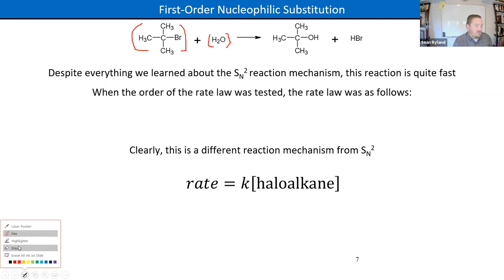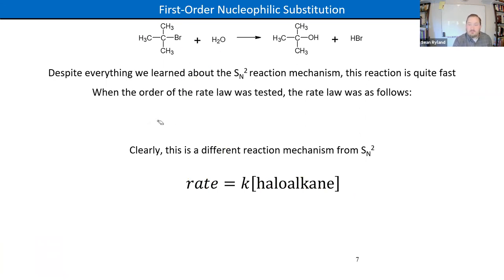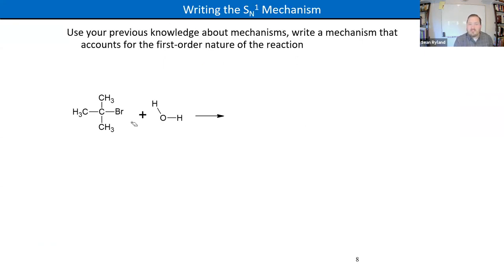So that's interesting. This is a little unexpected, but what does that tell us about the mechanism? If the rate law is first order, what does it tell us? Whatever's happening is happening with the haloalkane more so than whatever else is in there? Yeah, exactly. It means that the slowest part of the reaction only involves the haloalkane. It's not relying on the water running into it, because then it would still be second order. So whatever the rate determining step is, only involves one molecule.